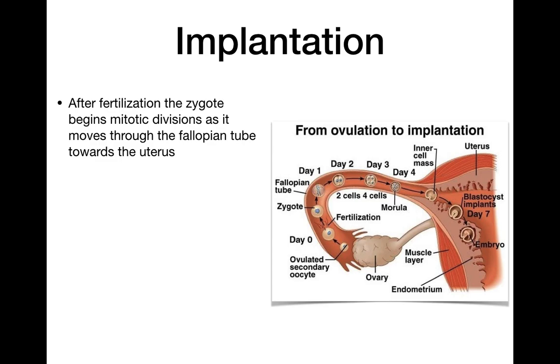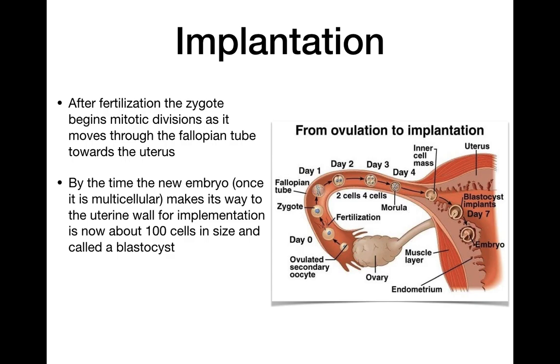And once it starts to divide, it's now an embryo. Okay? So as soon as it becomes multicellular, it's called an embryo, and it's going to make its way all the way through the fallopian tube into the uterine wall for implantation. It takes about 7 days to get there. And once it gets to the 7th day and it's at the uterus for implantation, it's now about 100 cells in size, and the name for that particular stage of embryo development is called a blastocyst. It's an important point in development.